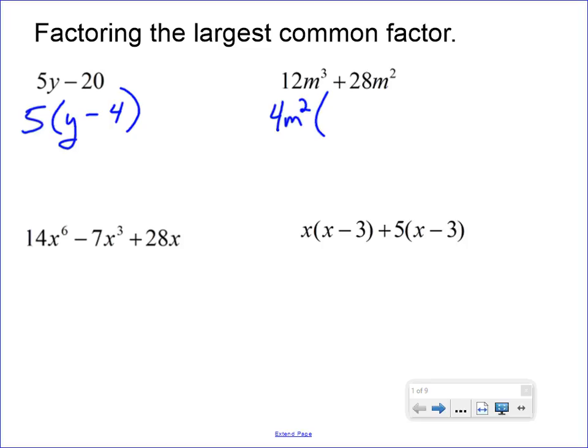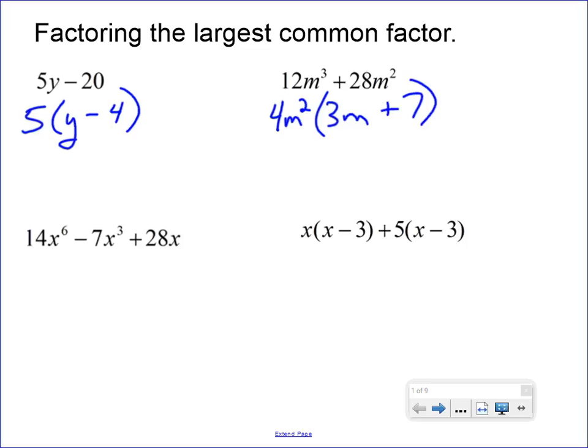If I factor out a 4m squared, what I would be left with from the first term is a 3m, and from the second term, I would be left with just a 7. If I'm just factoring out the largest common factor, that would be completely factored.